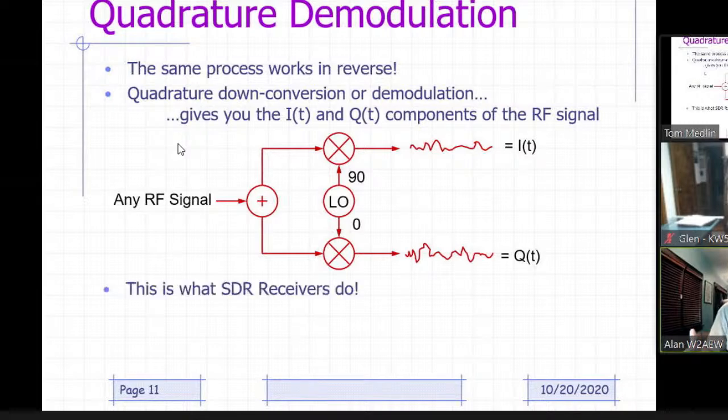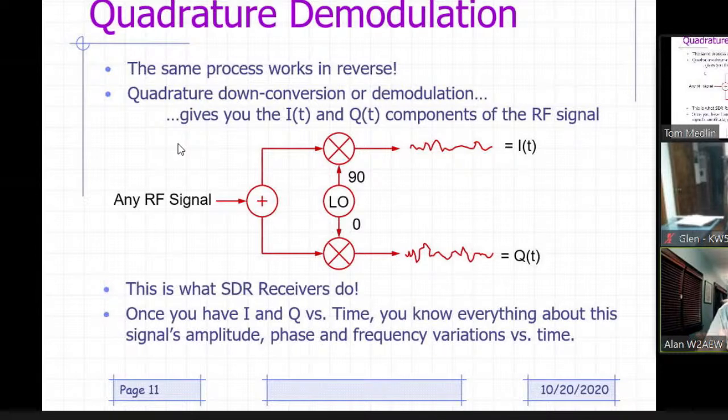Okay, and this is what all software-defined receivers do inside them. These signals would then ultimately be sampled to create those samples, which will go into the microprocessor or digital signal processor to do the further analysis and filtering on them. Okay, and the point here is that once you have the I and Q versus time over a given bandwidth, you know everything you need to know about that signal.